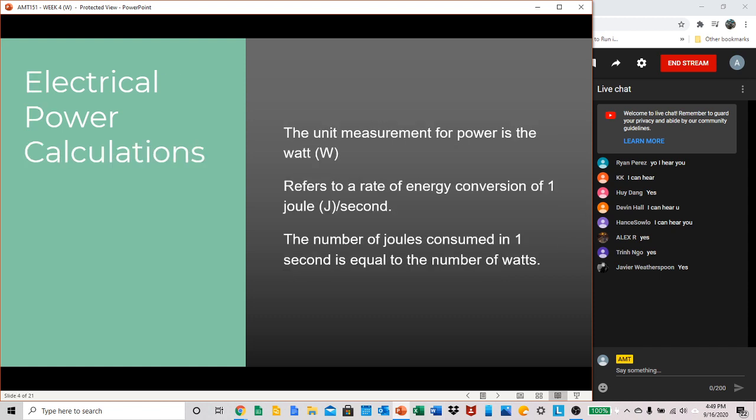The unit measurement for power is the watt, capital W, which refers to a rate of energy conversion of 1 joule over 1 second, or 1 joule per second. The number of joules consumed in 1 second is equal to the number of watts.